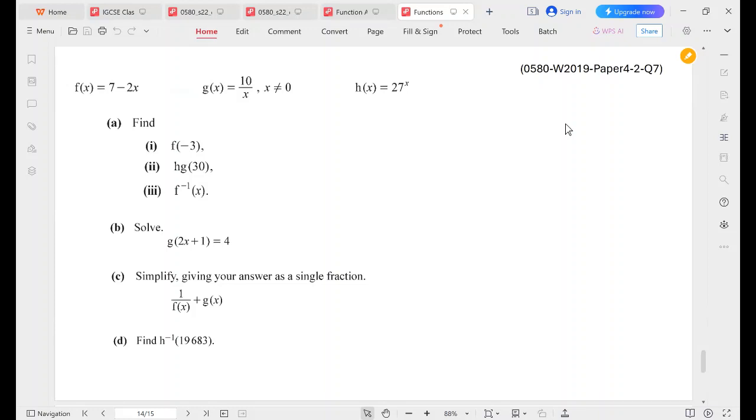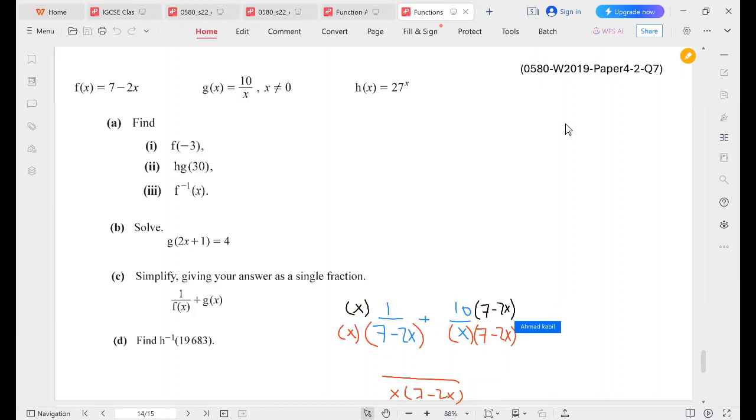In C, we are required to find 1 over f plus g. So 1 over 7 minus 2x plus g of x, which is 10 over x. And you want to have a single fraction. So you need to multiply by x here, and you need to multiply by 7 minus 2x here in order to get a common denominator, x times 7 minus 2x. But whatever we multiply by, we must do so in the numerator as well.